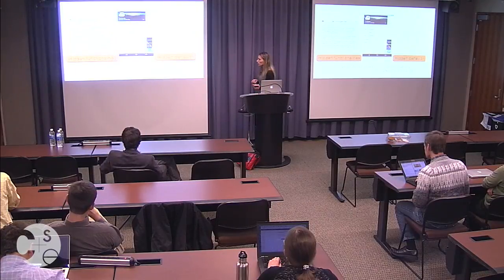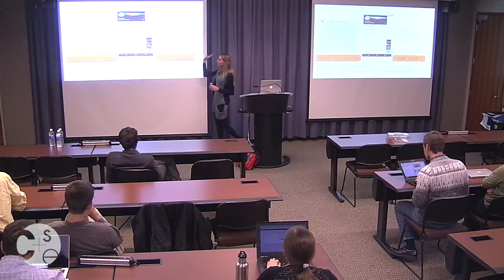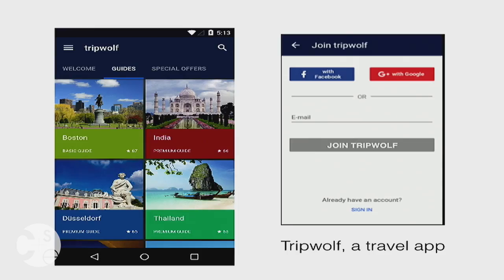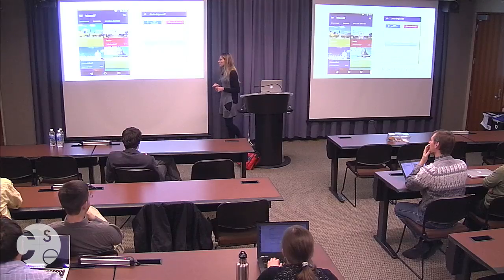So, having instead a quick look at the other side, that is how to use the UI and compare it to the code, possibly to detect usability issues or some hidden stealthy behavior. Here is at least one motivating example that I can give you, so why it would be worth going in this direction. This is TripWolf. It is a real Android application that is actually very popular on the Google Play market.